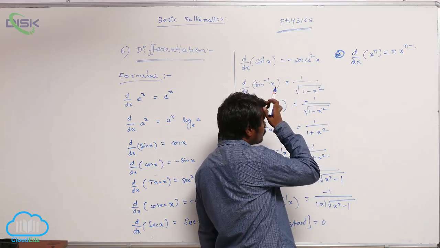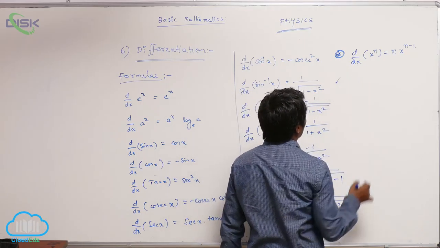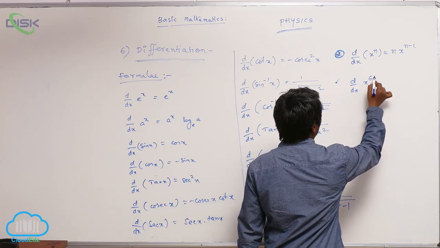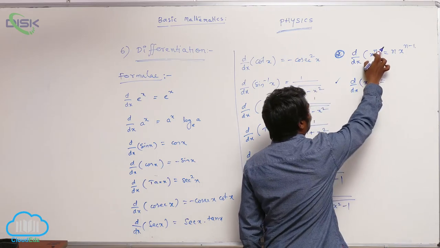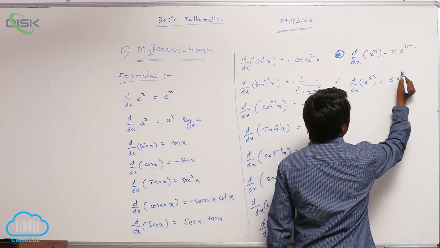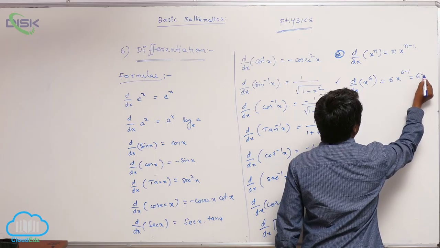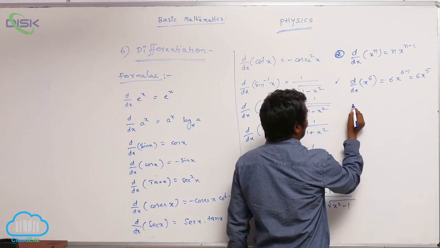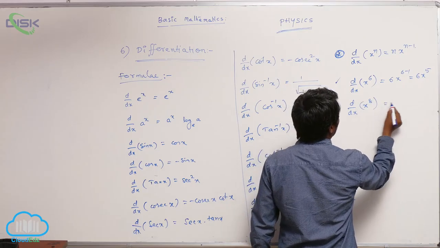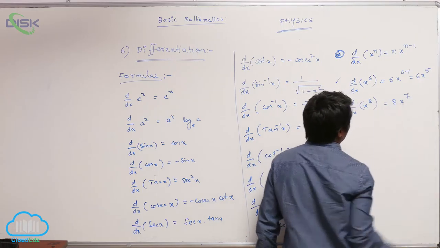And let us see one problem. d by dx of x power 6. So wherever n is present, you substitute 6. 6 into x power 6 minus 1, that is 6x power 5. d by dx of x power 8, so 8x power 7, that's all, simple.